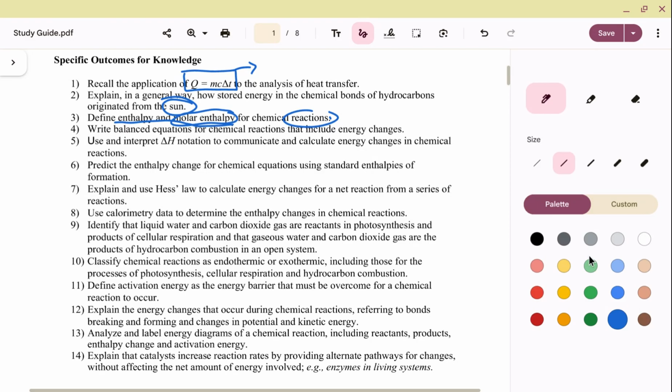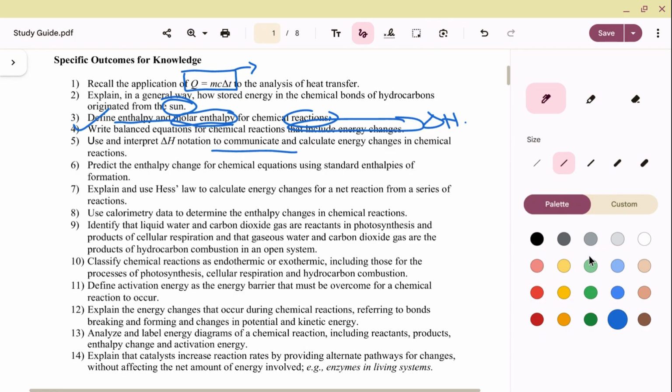We want to be able to write out balanced equations. We should be good at that. But now we're going to include enthalpy. So your delta H is either going to be within that equation or on the outside. And if it is, then that's how we also show that we know how to communicate delta H.